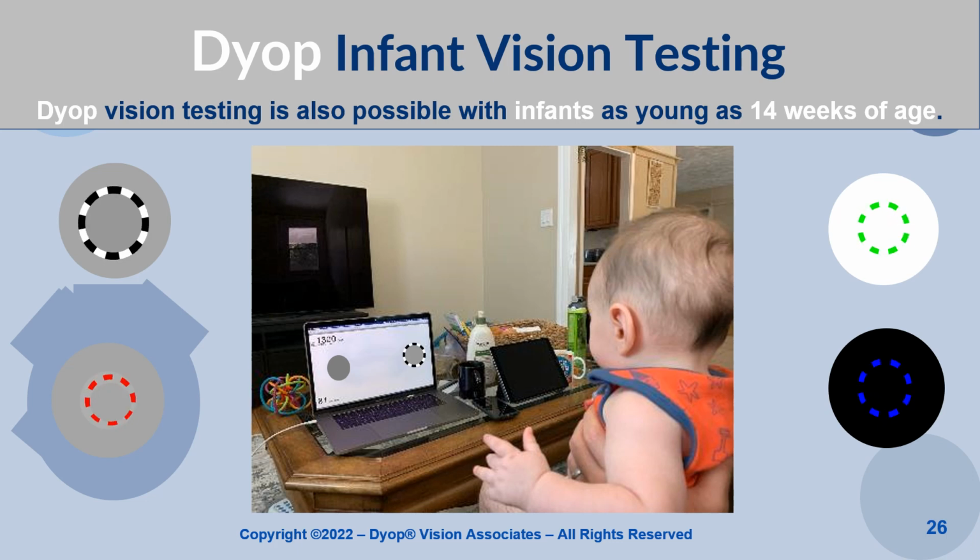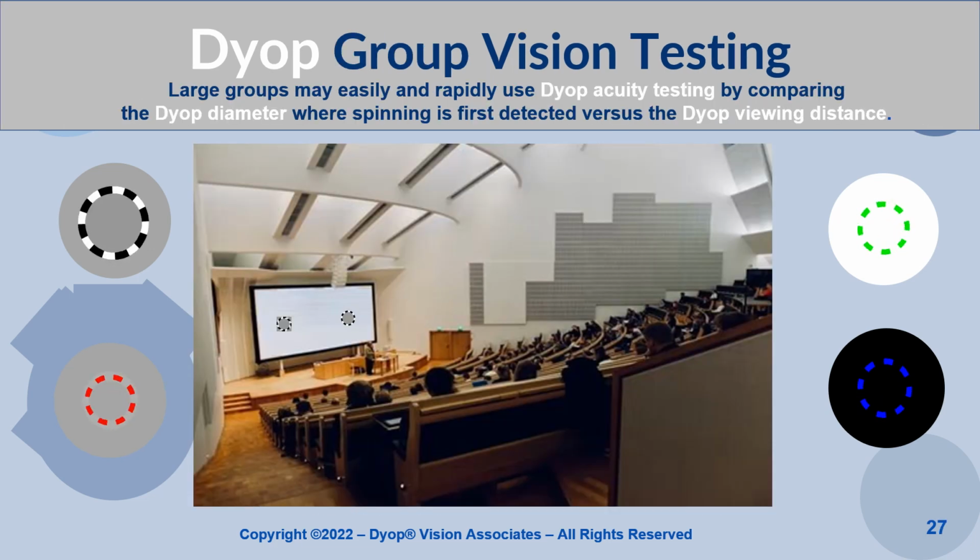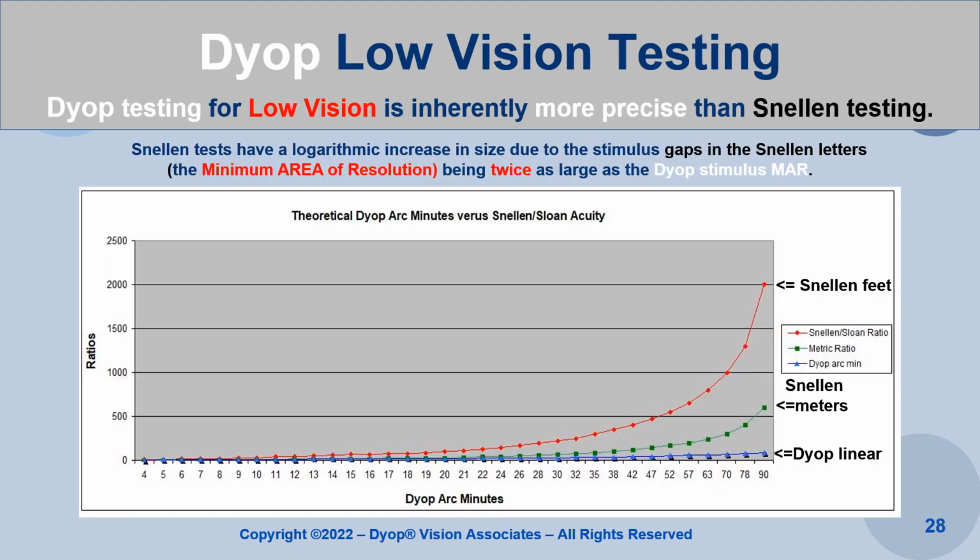Dyop vision testing is also possible with infants as young as 14 weeks of age. Large groups may easily and rapidly use Dyop acuity testing by comparing the Dyop diameter where spinning is first detected versus the Dyop viewing distance. Dyop testing for low vision is inherently more precise than Snellen testing because the Dyop test doesn't have the bloated logarithmic curve of a Snellen test.